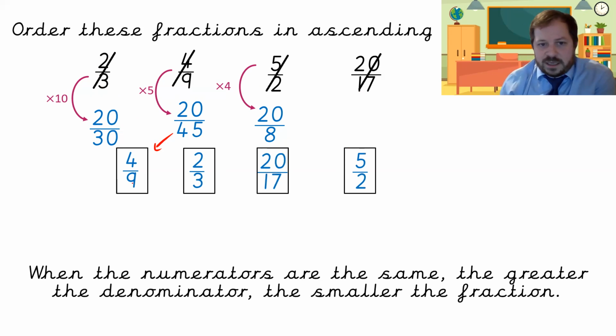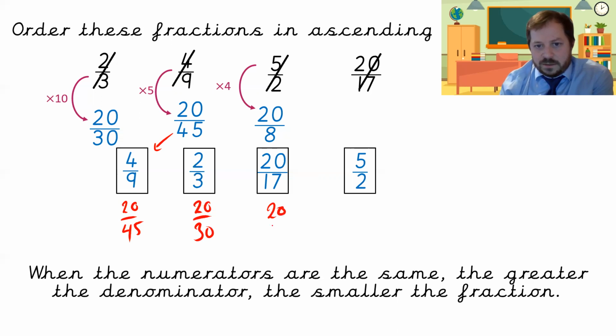And you can just see, if you're looking at the bottom, that was 20 45ths, that was 20 30ths, this was 20 17ths, and this was 20 28ths. And you can see, looking at the denominators here, the smallest one is the biggest one, and the biggest one is the smallest. So you're doing it in reverse order.